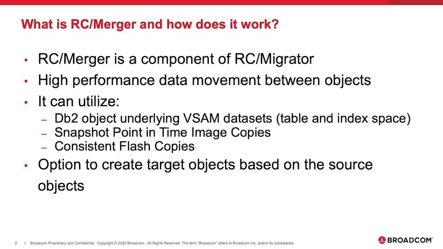RC Merger is a component of RC Migrator and is available at no extra cost for all CA RC Migrator customers. It allows us to perform high-speed data movements of objects, including object creation if required, between Db2 subsystems or within the same subsystem. In a nutshell, it works by moving or copying unstructured Db2 data, either by working directly with the underlying VSAM datasets or snapshot point-in-time copies, or with consistent flash copies.